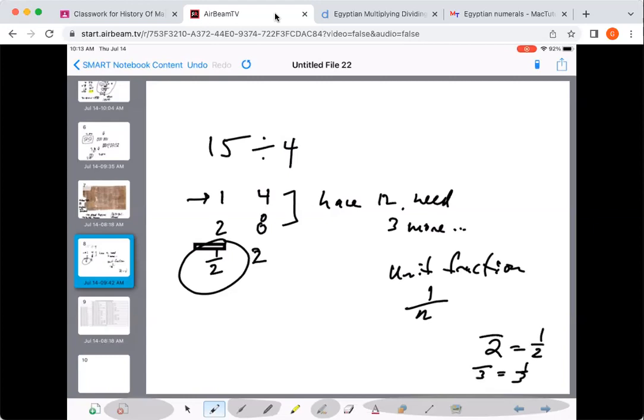We're going to write just 1/2. We're not going to put a 2 with a line over it. We're going to write the fraction.